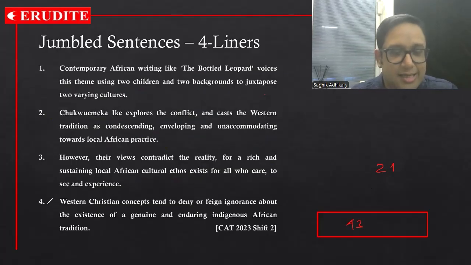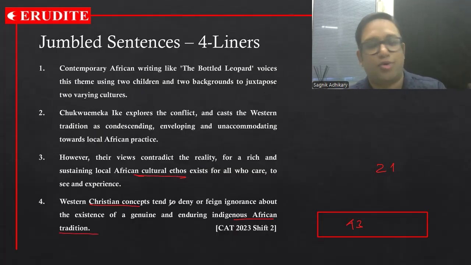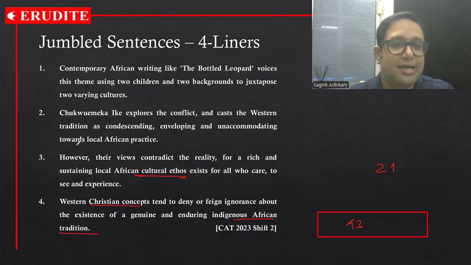Here we realize that it is 4 which introduces the idea of Western Christian concept and indigenous African tradition, then African cultural ethos that is introduced in 4 and 3. So the pair 4-3 comes first, 2-1 comes after.